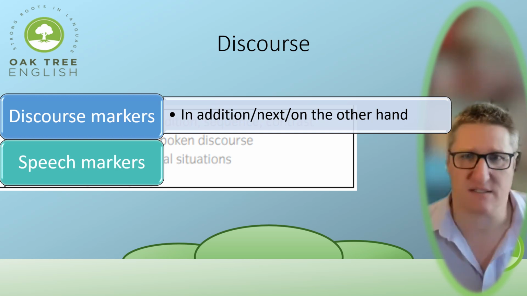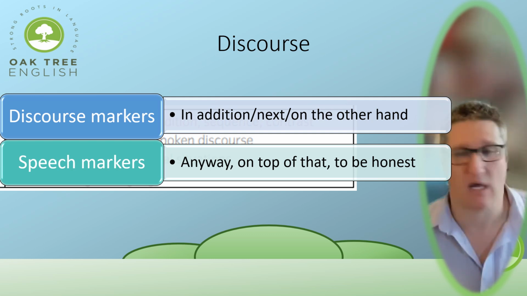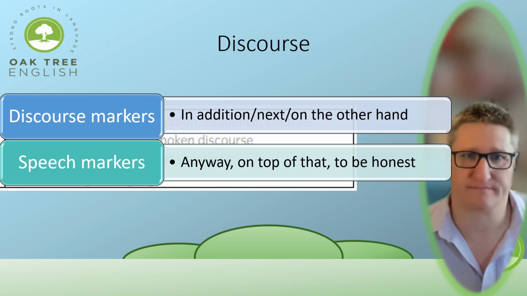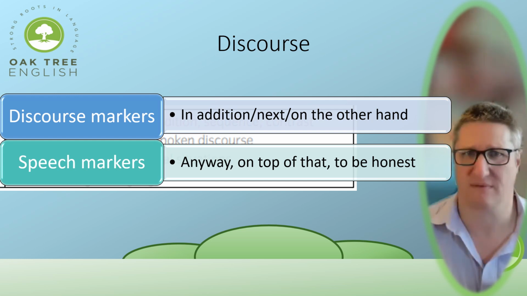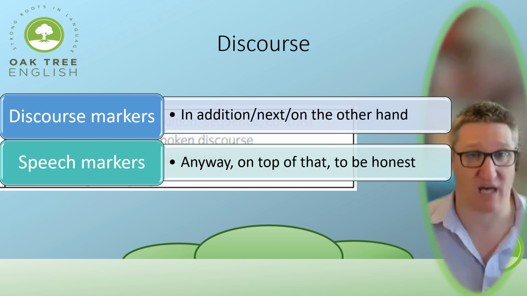These are little markers to mark where you are in your talk. These could be any way to change a subject. On top of that, to give extra information. To be honest, to introduce an unlikely or surprising opinion. As I was saying, to come back to your main point after a distraction.